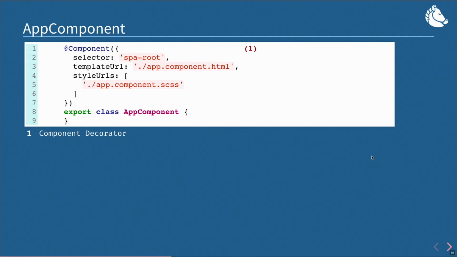First thing you'll notice is a thing up here, @Component. You might say, well, what is that? That looks kind of funny. That's a thing called a decorator. It's an experimental feature of TypeScript. It's destined eventually for ES, I don't know, 2017, 2018, something like that.